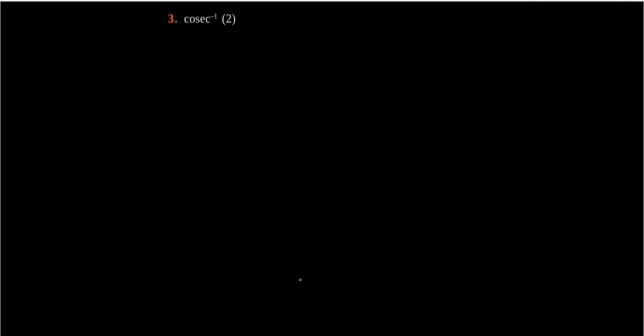Next one, cosecant inverse of 2. So, let me take this as y. So, y is equal to cosecant inverse of 2. If we bring it here, cosecant y is equal to 2. So, for which value of cosecant will we get 2, we have to identify.